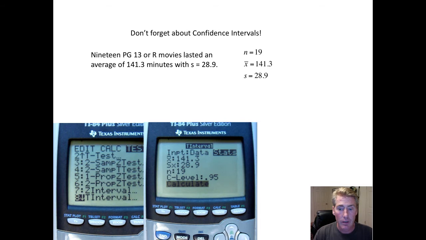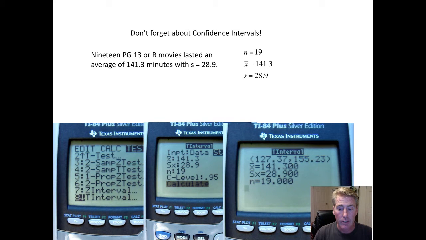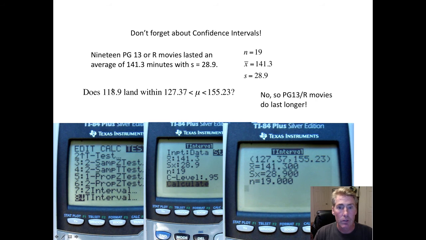Type in the data. And it says that the movies for the older people, they last anywhere from 127 to 155. And for the kids' movies, it was 118. So does 118 land within this interval? And it says no. So this interval, all of the numbers are bigger than it was for the kids' movies. So this sort of backs up the last test that we just did.